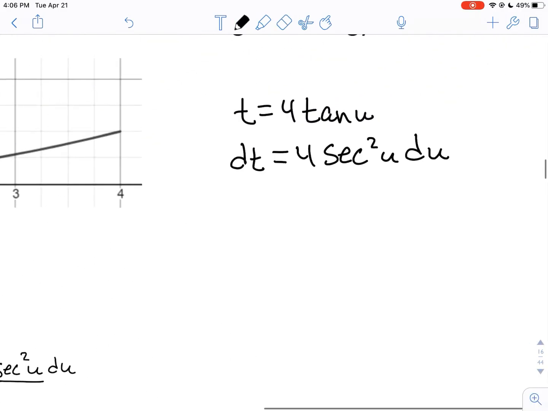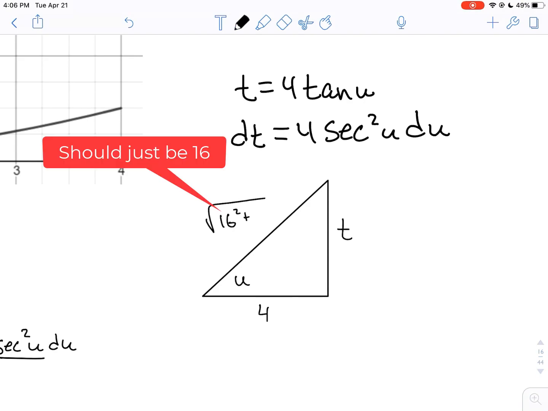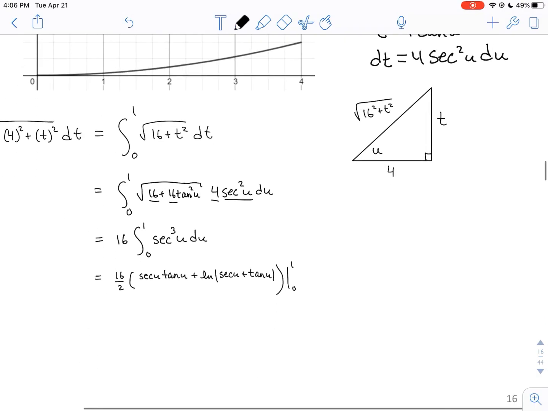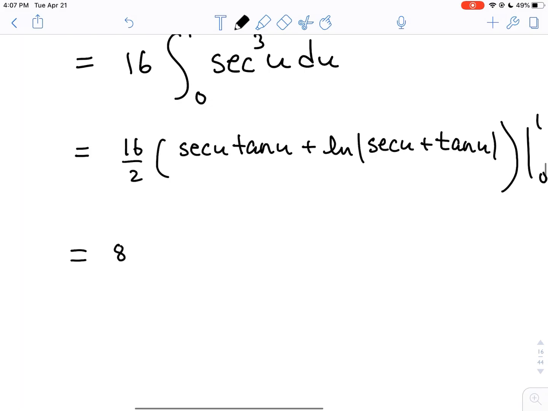So that's where up here we're going to make a reference triangle. We know that the tangent of u is t over 4, and tangent is opposite over adjacent. Pythagorean theorem will give me this side. It's the square root of leg squared plus the other leg squared. This is a reference triangle to convert these secants of u's and tangents of u's back into t. All right, so the 16 over 2 is an 8.